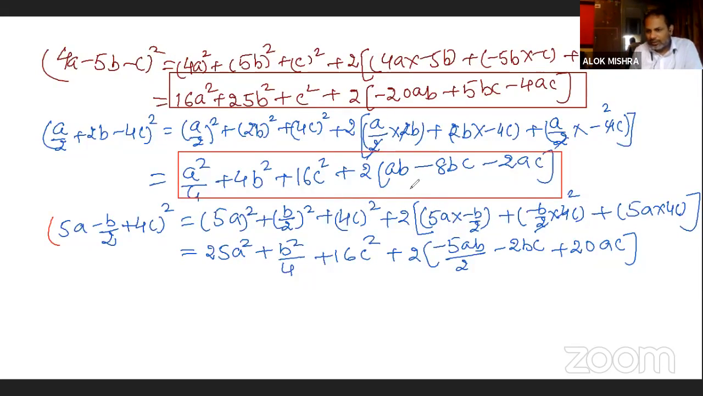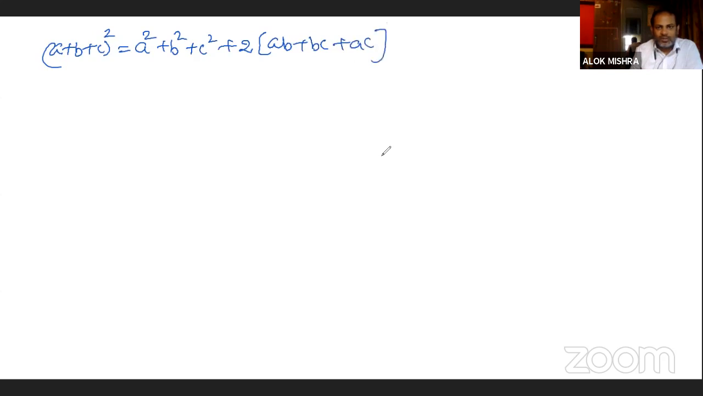Let me write down the formula again and then we'll discuss what we are basically trying to discuss. If I write (a plus b plus c) the whole square, then what do I get? a square plus b square plus c square plus 2 times (ab plus bc plus ac). Now, what are the terms which can be given and which can be asked?